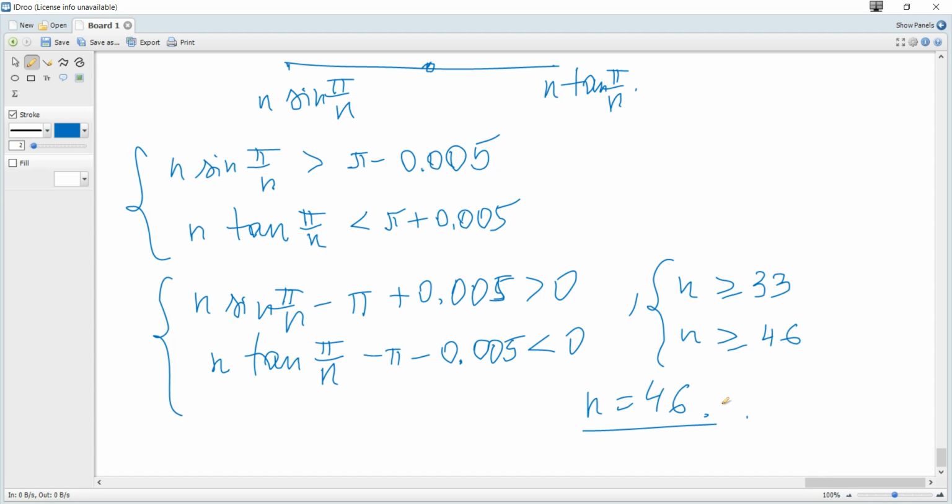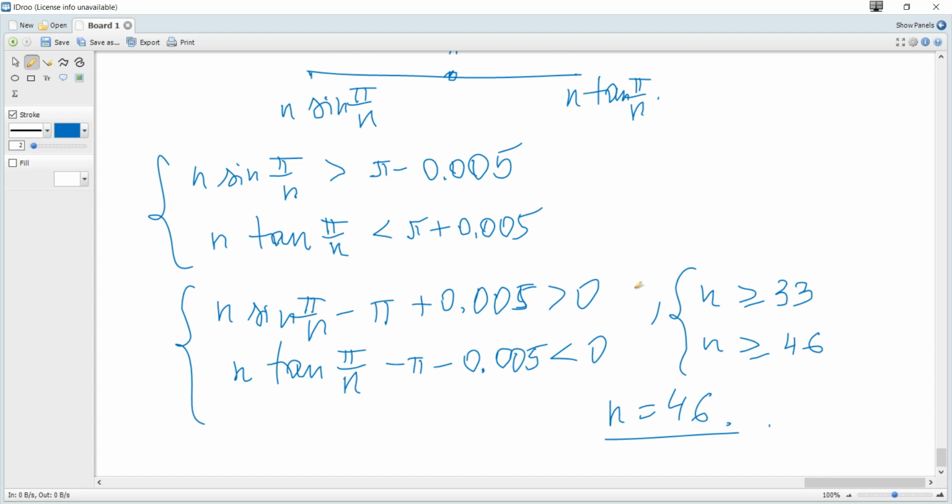Determine the least value for n such that the lower bound and upper bound approximations are both within 0.005 of pi. So the answer is n is 46. And that's all for this question.